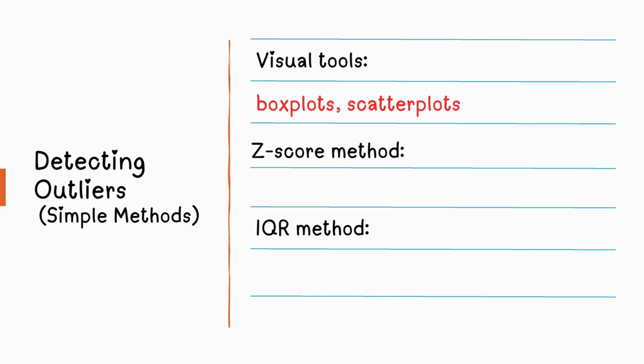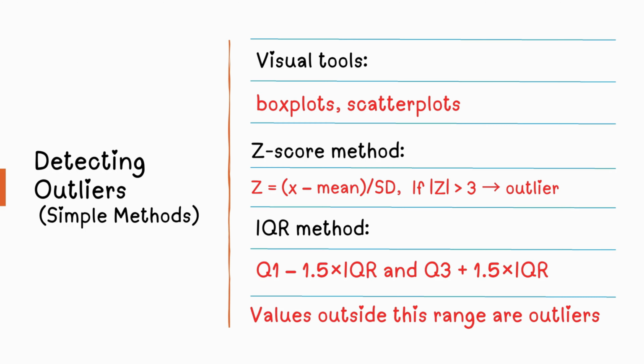Next, the z-score method is often used as a statistical tool. The z-score of a data point tells us how many standard deviations it is from the mean. The formula of a z-score is z is equal to x minus mean divided by standard deviation, where x is the data point. If the absolute value of z is greater than 3, then it is usually considered as an outlier. Next is the interquartile range or IQR method. You can see the formula of IQR on the screen. It is Q1 or first quartile minus 1.5 times IQR and Q3 or third quartile plus 1.5 into IQR. We will discuss these methods in more detail in the next videos.